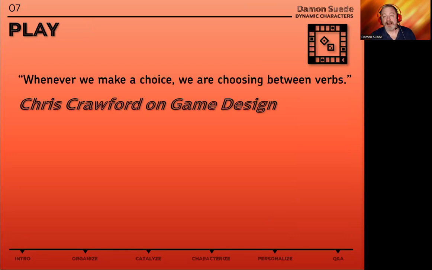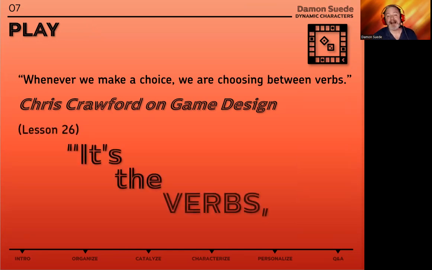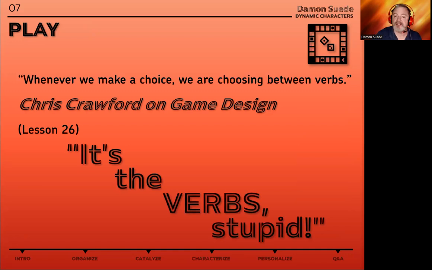In this book, Chris Crawford on Game Design, there is lesson 26. And lesson 26 actually is a great title, and I think about it every day when I'm writing. The title of the lesson is, It's the Verbs, Stupid. When Chris Crawford is planning a game, he literally makes a list of verbs, because verbs are the only interesting thing in a game. Verbs are what people buy when they buy a game, and the verbs are what is going to happen in the game.